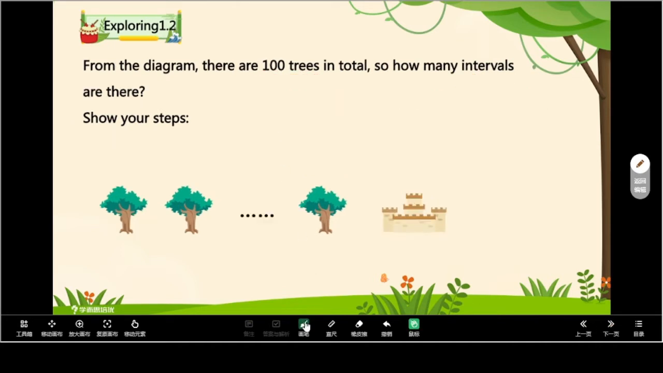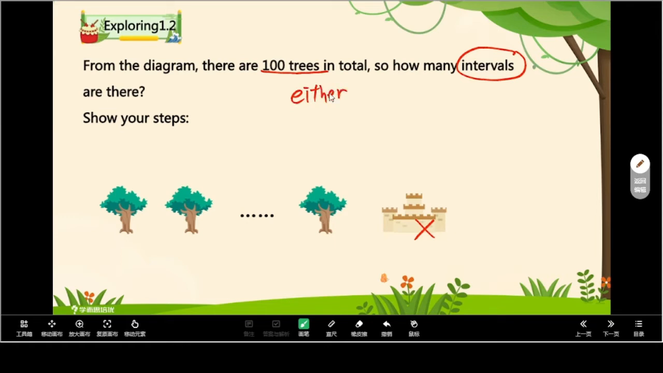Okay, here. From the diagram, there are 100 trees in total. So how many intervals are there? This is also asking for intervals. But look at the diagram. Can we plant any trees here? No, because no trees can be planted on a castle, right? So which situation is it? Yes, it is either.